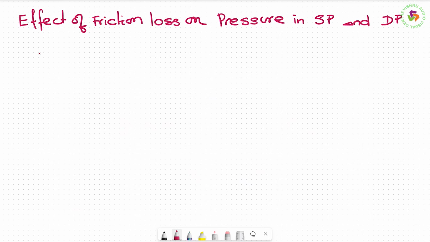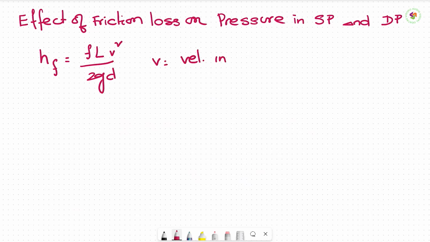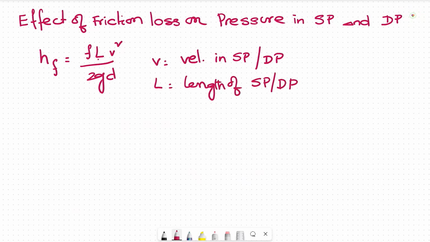You know that the friction loss equation is equal to f l v square by 2 g d. v is the velocity in suction pipe or delivery pipe, whichever you consider. Better let us use small l, the length of suction pipe or delivery pipe. d is the diameter of suction pipe or delivery pipe. f is the friction factor.